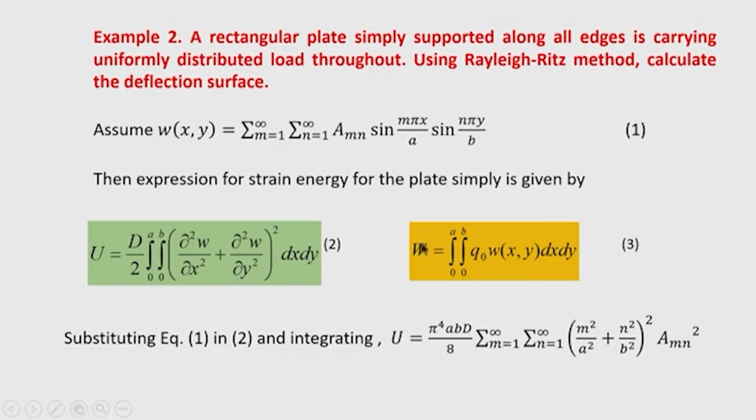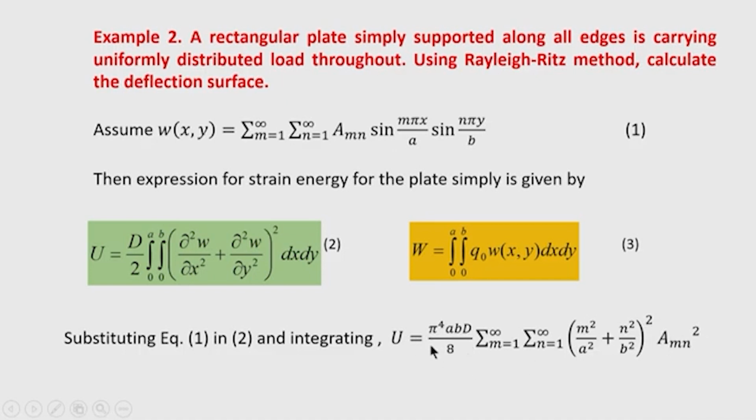And the work done due to external load, if q naught is the uniformly distributed load over the plate, is q naught w x y dx dy. Now, substituting this expression and carrying out the double integration, the strain energy due to bending of the plate becomes pi to the power 4 a b D divided by 8, summation m is equal to 1 to infinity, n is equal to 1 to infinity, of (m square by a square plus n square by b square) whole square times a m n square.